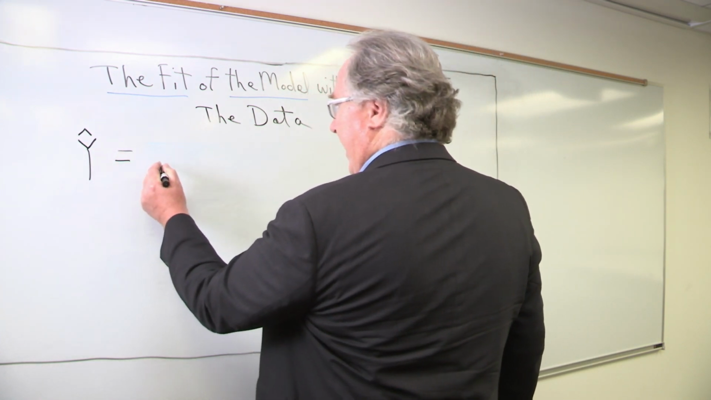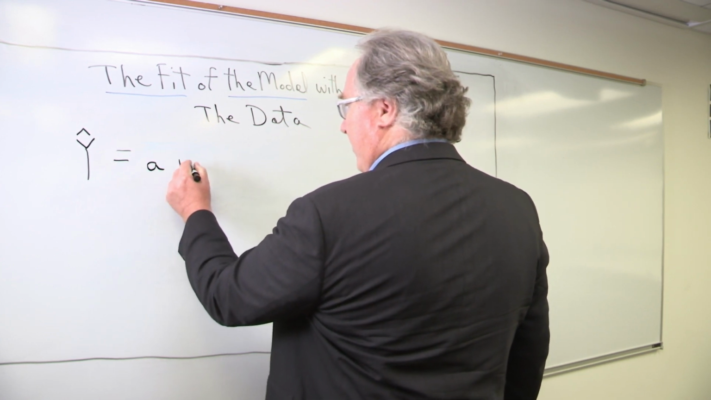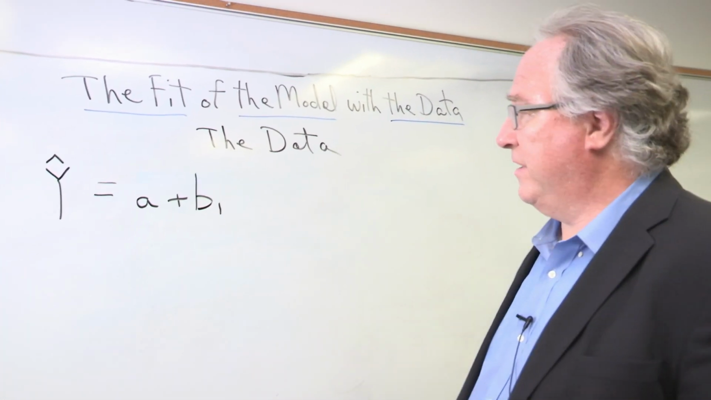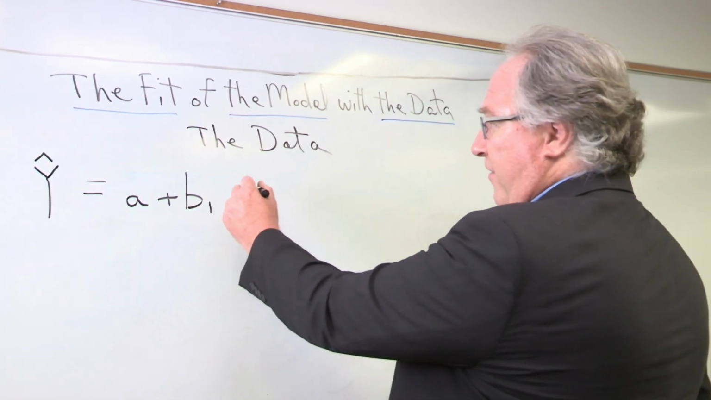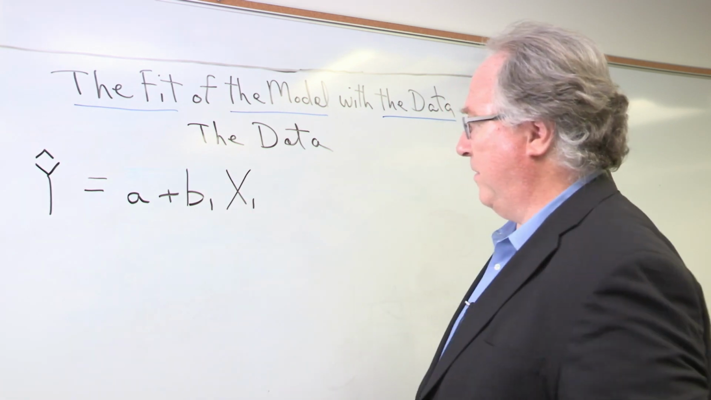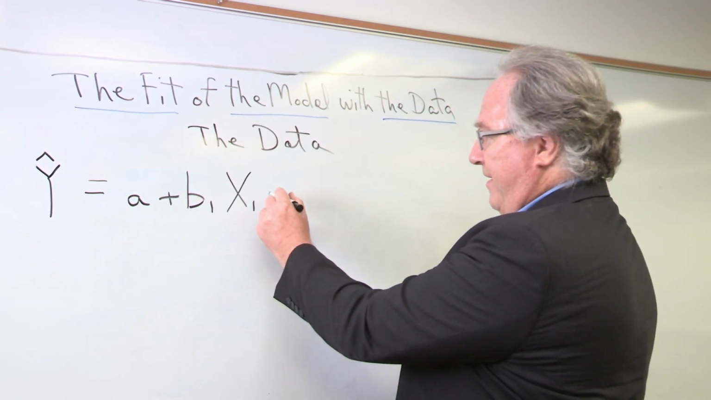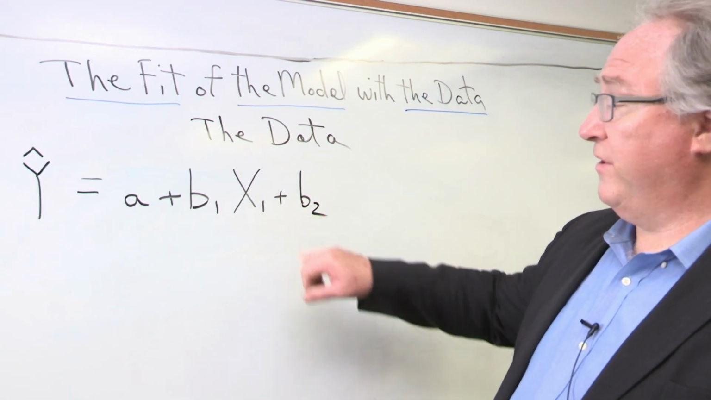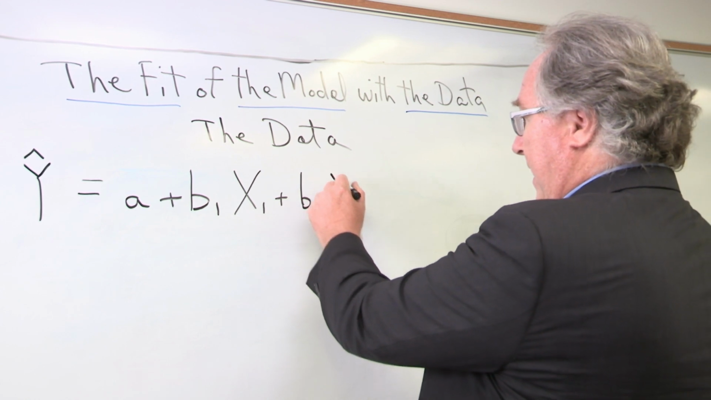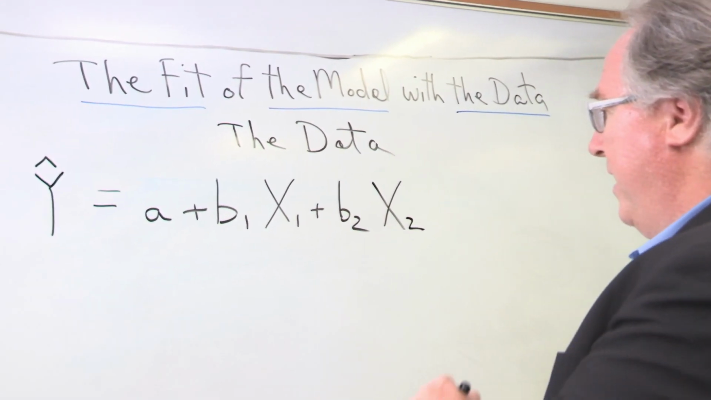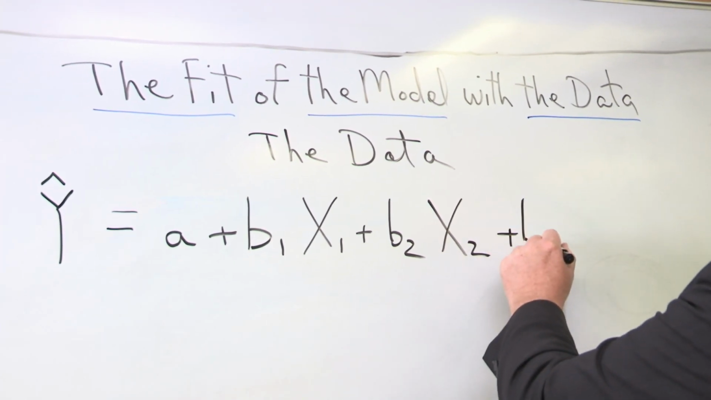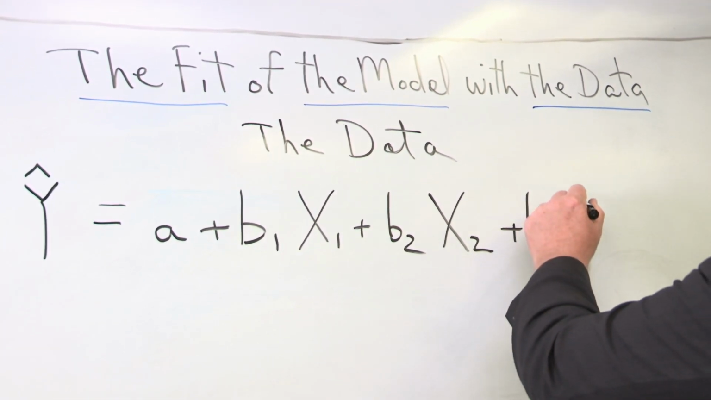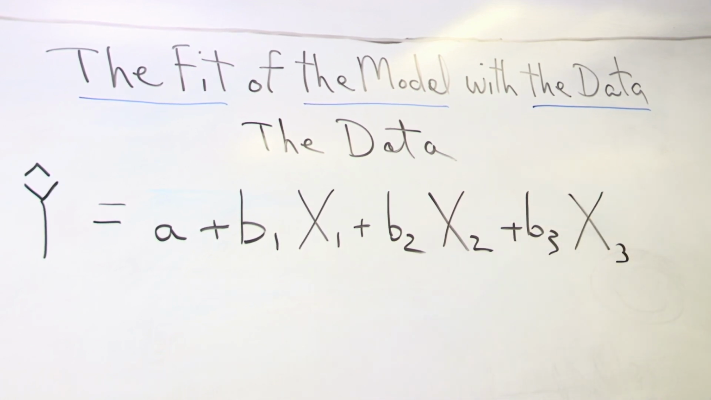And here's our model, and it starts with a constant, and then we have an unstandardized regression coefficient value, b sub 1, for our first predictor variable, and then plus b sub 2, and that's our unstandardized regression coefficient value for our second predictor variable, x sub 2, plus b sub 3, this is an unstandardized regression coefficient value for our third predictor variable, x sub 3.